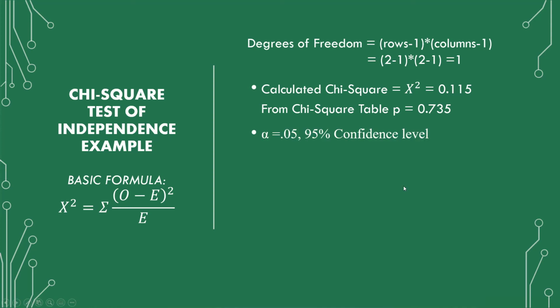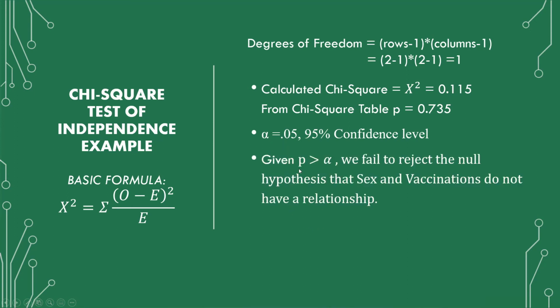The next is that we have an alpha of 0.05, so a 95% confidence level, and we're going to compare that with what we have. What we have is p equals 0.735, our alpha equals 0.05, which means that p is greater than alpha. And so in this case, our decision is we fail to reject the null hypothesis that sex and vaccinations do not have a relationship. In other words, sex and vaccinations are independent.